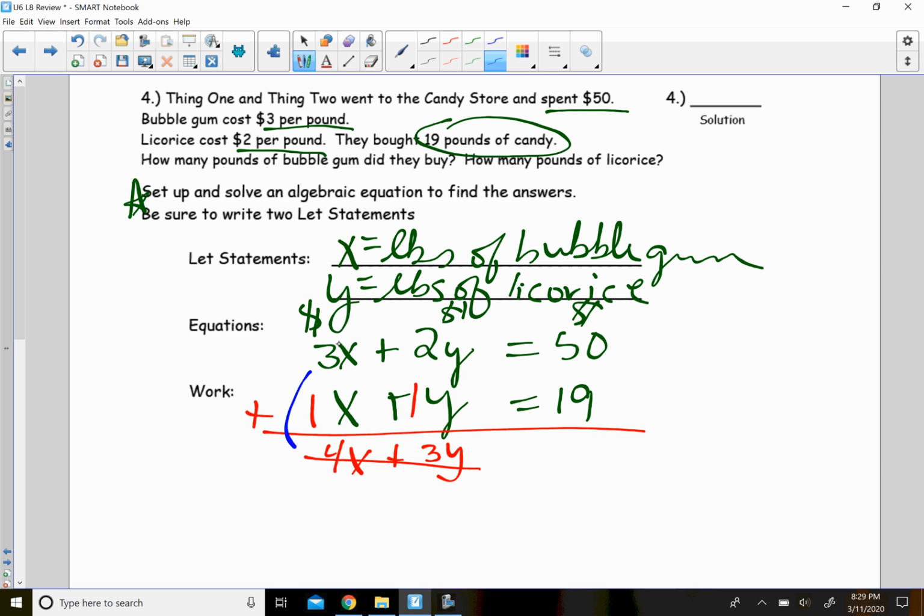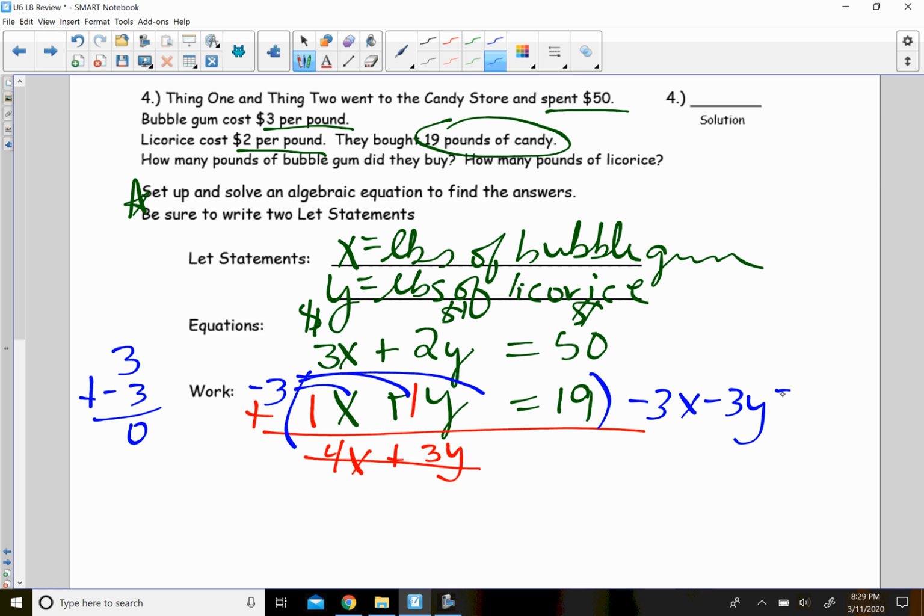This 1 needs to become -3 to cancel with the +3, right? 3 plus -3 is 0. So if I multiply this by -3, it would cancel, but I have to do all three pieces by -3. So I'm going to get -3x minus 3y equals 19 times -3, which is -57. And then I just need to bring over this other one so all the like terms are together again. So now when I add them, the y should eliminate because I multiplied all the pieces by -3.